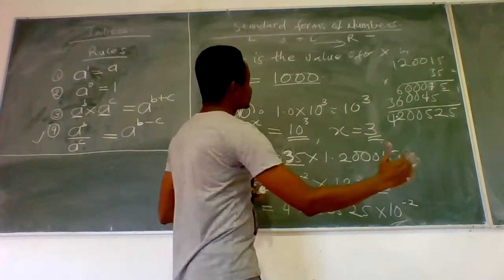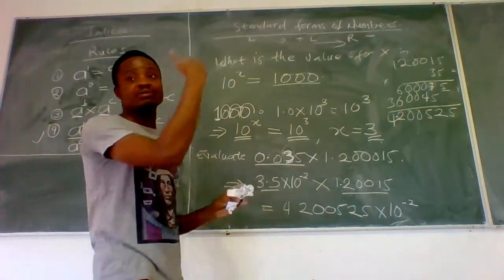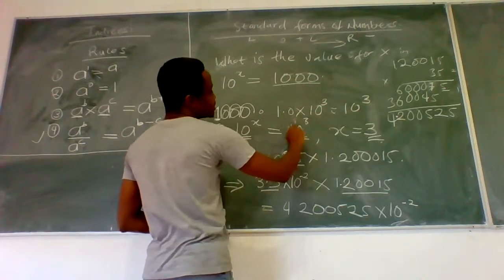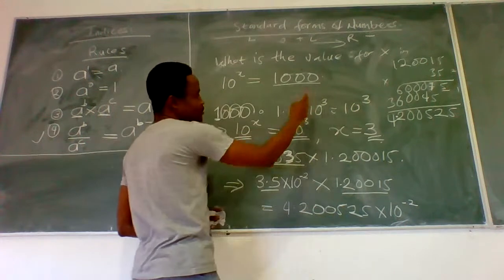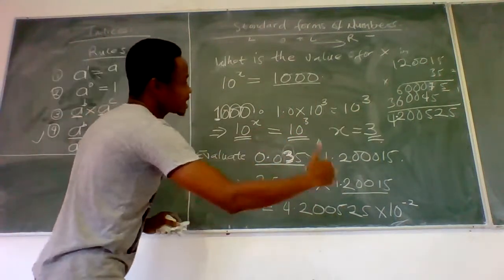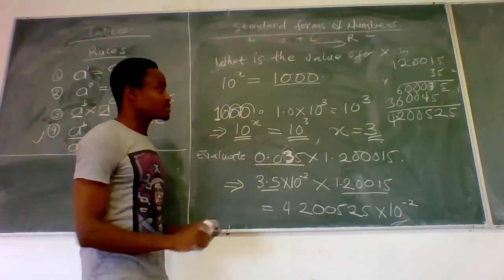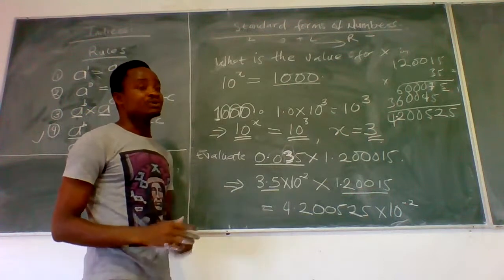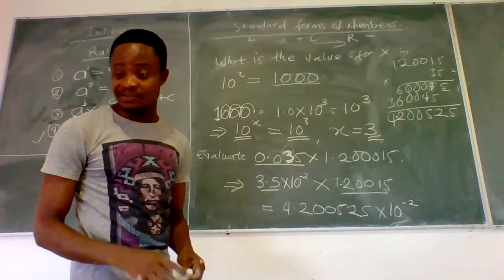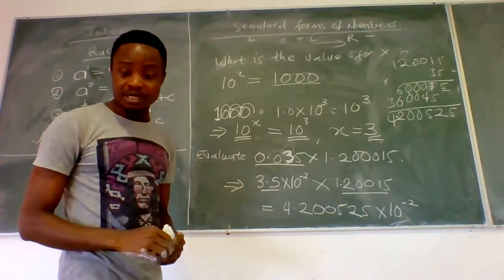When you move from right to left, the exponent of 10 should be positive. That's why we have 1 times 10 exponent 3, because we've moved from right to left. But when we move from left to right, the exponent of 10 should be negative. That's basically what we did today. When you go through past questions, you mostly find these questions in the objective and some parts of section B. You just apply the rules and solve it.